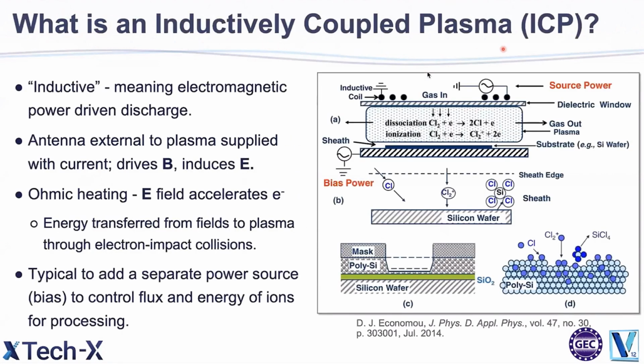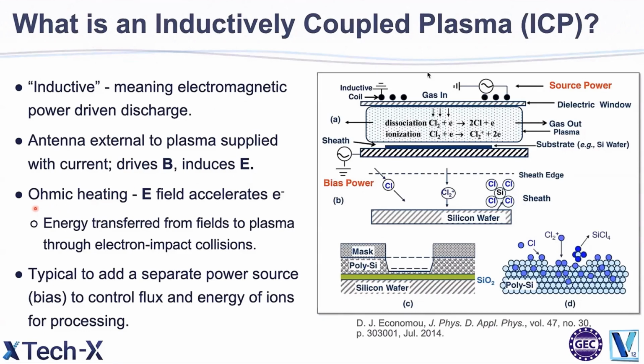Inductively coupled plasmas are one of the main types of plasma sources. As you can see here, this is a source that generates a plasma. And inductive really means the power is electromagnetically coupled into the plasma. So the discharge is electromagnetically driven. This works by supplying an external current to an antenna. Usually the antenna is external to the plasma as well. This drives a magnetic field and induces an electric field that goes to heat the plasma.